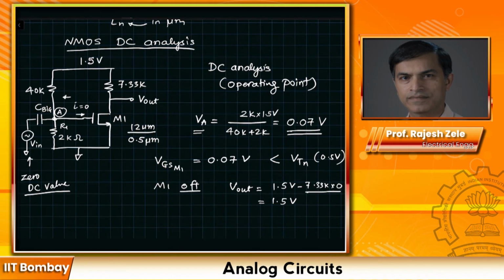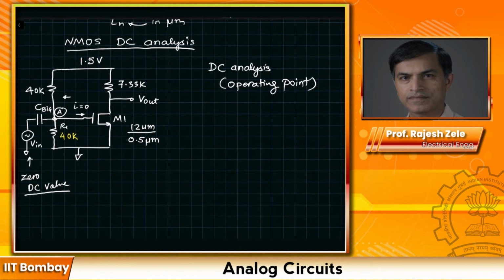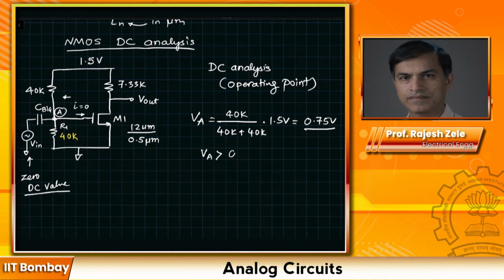The modification is going to be a change in the value of the resistor. I'm going to change the value of the resistor to 40K. Now what do you think will happen? We start off with the same analysis. We say VA will be equal to 40K divided by 40K plus 40K times 1.5 volts, and that should be equal to 0.75 volts. Since VA is greater than 0.5 volts, we can say that the transistor is turned on.